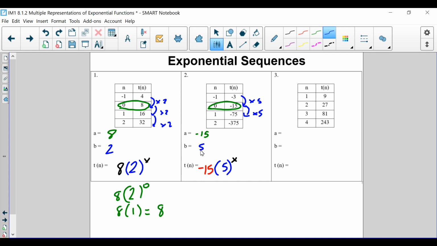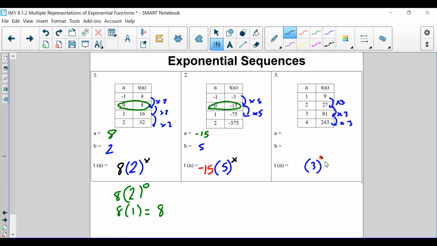All right, let's continue on. We notice we have this table here. Once again, what's happening here? How does 9 become 27 and 27 become 81? How do we look at this? Well, if we notice, this is being multiplied by 3 each time. And since it's being multiplied by 3, we know 3 is our multiplier.